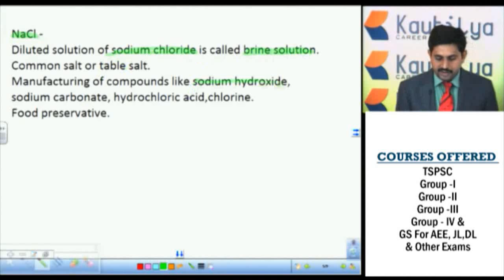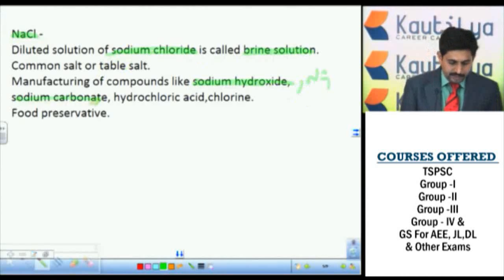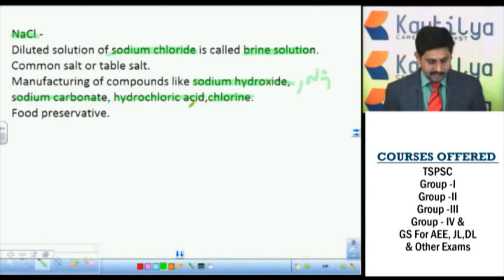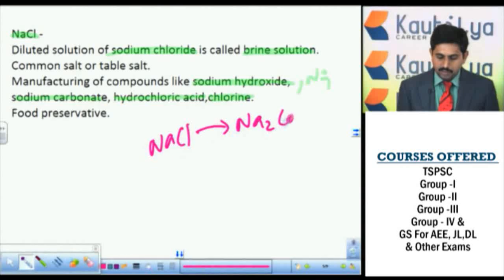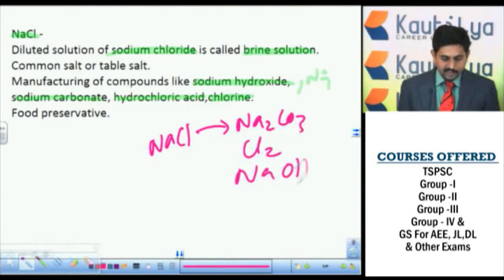It is useful for the manufacturing of sodium hydroxide and sodium metal by the process of electrolysis. The brine solution is useful for the preparation of sodium carbonate, hydrochloric acid, and chlorine. So these many preparations can be done from one salt, that is sodium chloride. From the brine solution, you will get sodium carbonate, chlorine, sodium hydroxide. Sodium chloride gives this many compounds, right?